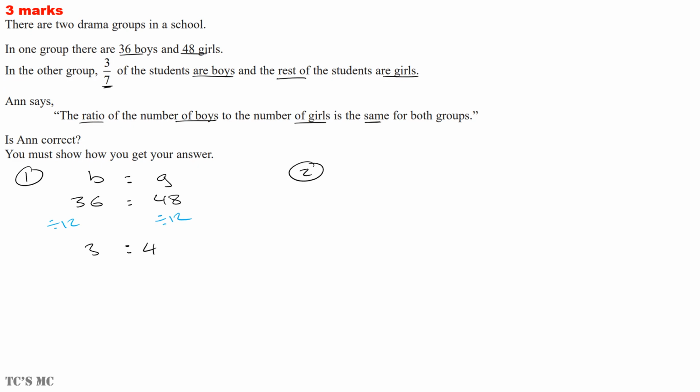Moving on to group 2, we have boys to girls. This time 3/7 of the class are boys. If the rest are girls, we need to do 1 subtract 3/7. That is 4/7. So here, under girls, we can say 4/7. To simplify this ratio, we need to multiply by 7, and we get 3 to 4. And now we have a second mark.